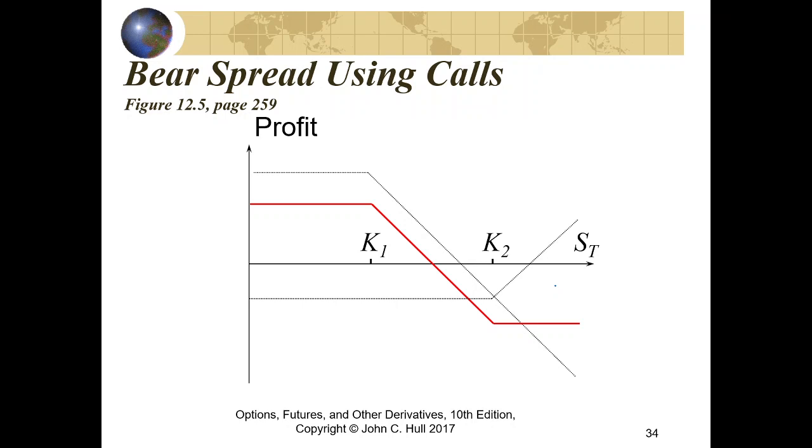As we did in the previous spread, in the bear spread we can also create it using calls, not only puts. So how can we create a bear spread using calls? Well, we take a long position in a call option with the strike price K2, and we take a short position in a call option with the strike price K1. In terms of the underlying assumptions, it's the same. We expect a low volatility, and we expect the stock is going to go down.